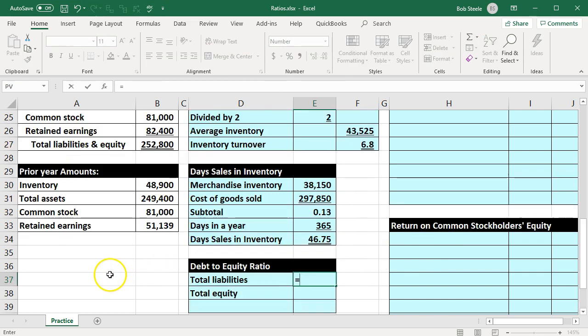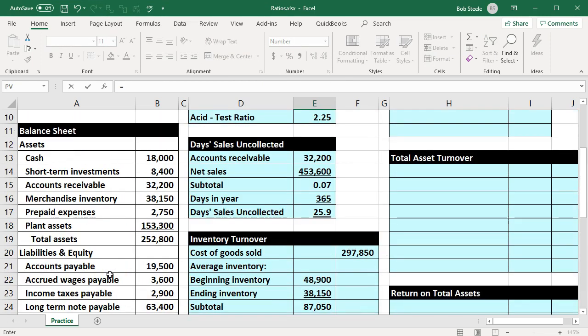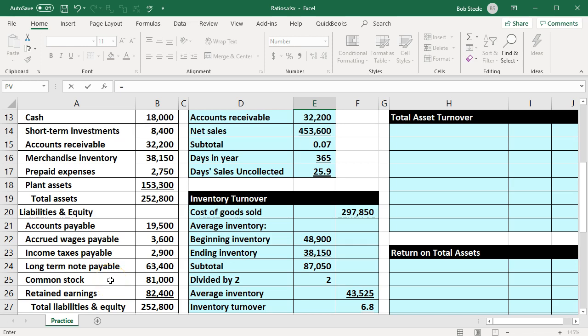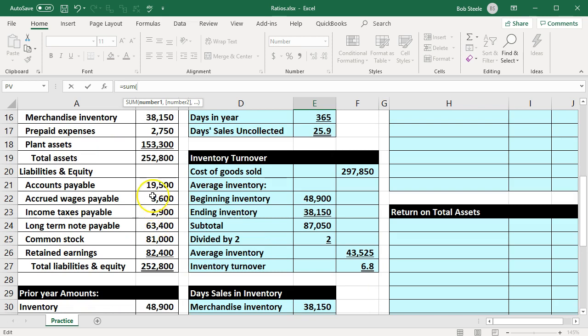This is going to be equal to, if we scroll back up, we're looking for the liabilities, and I'm going to sum these up because we've got liabilities and equities, no subtotals here, so we can practice summing up the liabilities versus the equity. SUM bracket, so we're doing the sum function here. So here's our sum function, and we're going to be picking up the liabilities of the 19.5, the 3006, the 2009, and the 63.4. Then we're going to stop there. We're not picking up the common stock, and enter.